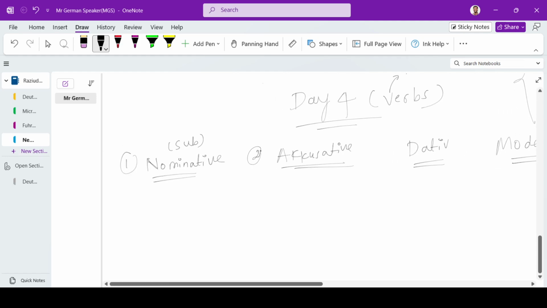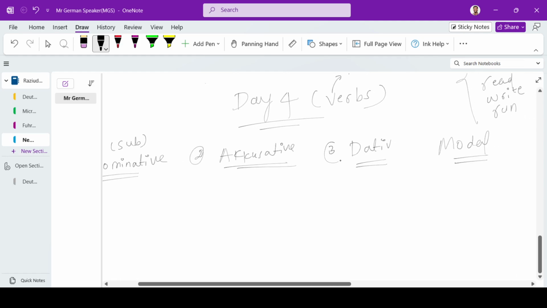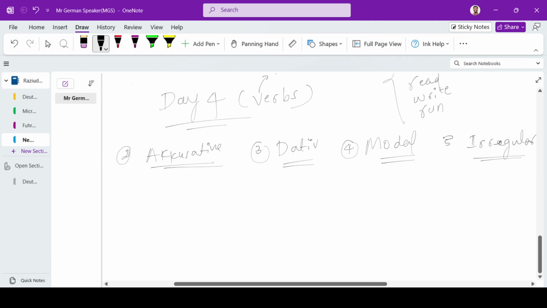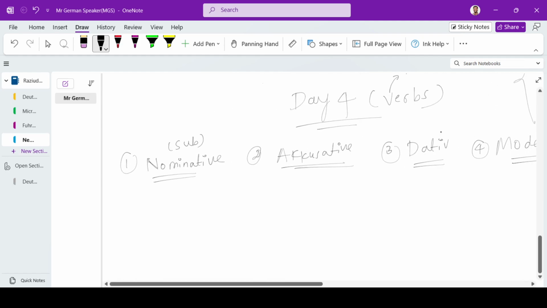Out of which I will tell you some tricks to remember them, and then after that you can easily remember them. Not that complicated as we think. So let's first start with the nominative verbs. There are four nominative verbs. The first four nominative verbs, I would write it here.